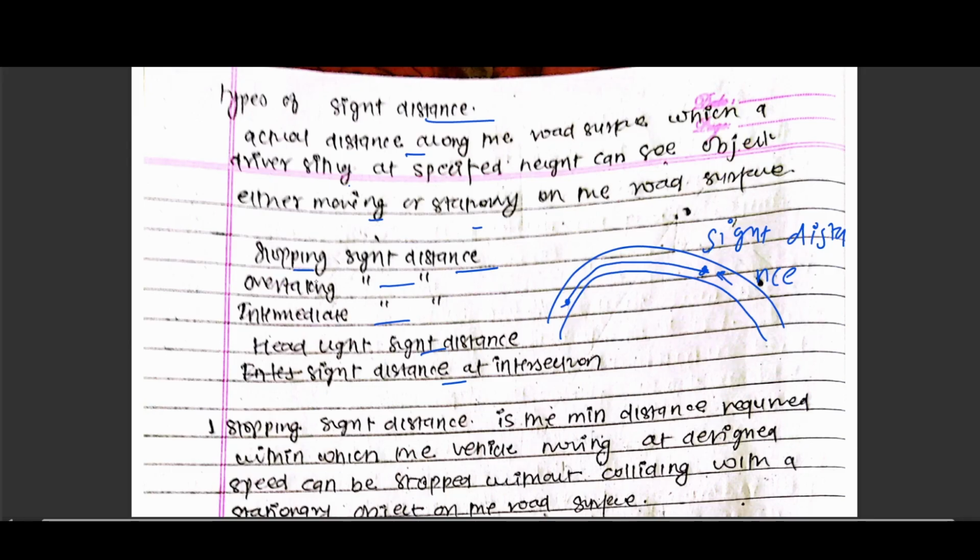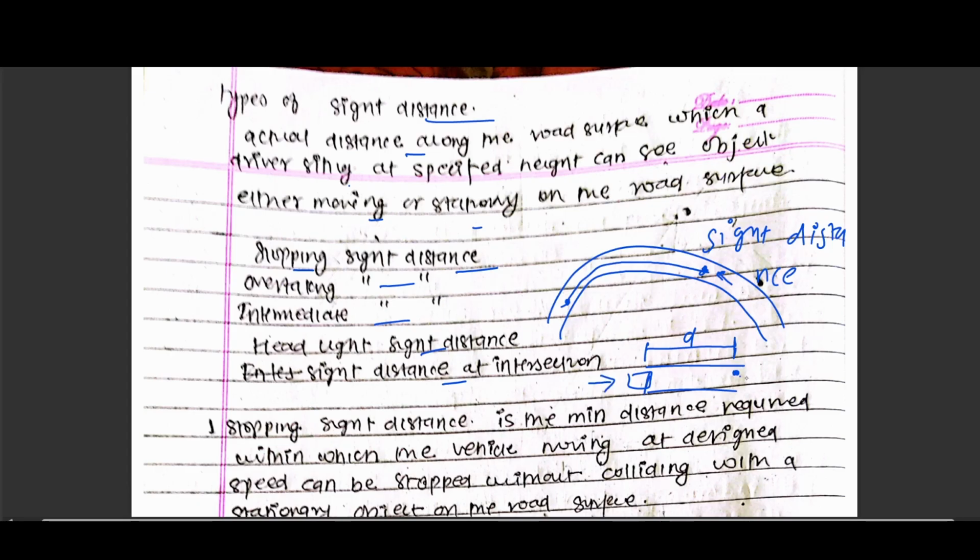So what is stopping sight distance? Stopping sight distance means the driver is moving like this, and the driver sees the obstacle here. How much distance should be provided between the vehicle and this obstacle so that the driver can apply the brake and will not collide with the obstacle? Up to here the driver hasn't seen the obstacle.